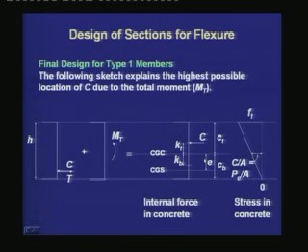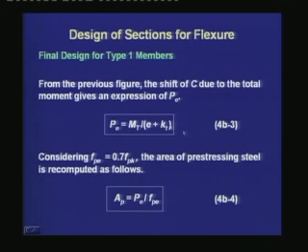Let us just understand from this figure that the lever arm is now the shift of the C, which is equal to E plus kT. Hence, PE is equal to MT divided by E plus kT. Considering FPE to be equal to 70% of the characteristic strength of the prestressing steel, the area of prestressing steel is recomputed as AP is equal to PE divided by FPE.